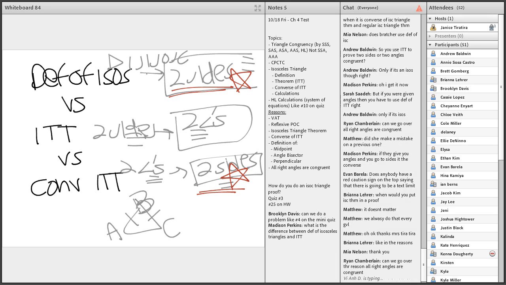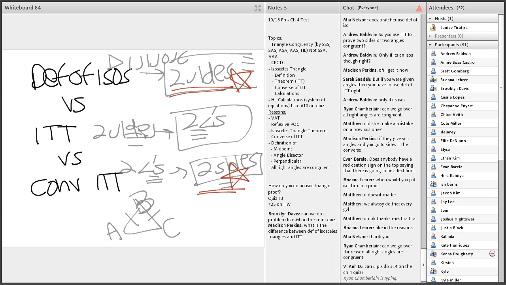Red caution sign on the top saying, oh no, I have no idea. Oh, I see that too. It's not just you, I have that too. Approaching the max text limit to prevent a data loss. I have never seen that. Oh, I don't know. So I'll let the tech people know.